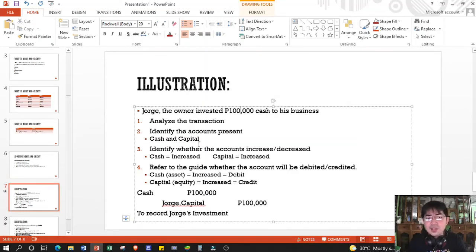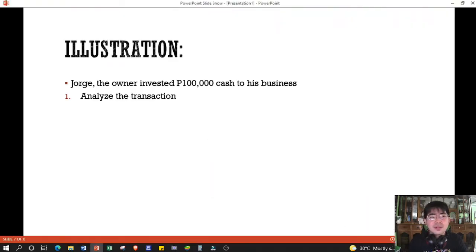What are the accounts that are affected by this transaction? Number one is, of course, cash, and the second is capital. Bakit cash? Because again, it involved a 100,000 cash nga invest niya sa business, and capital because the cash or the asset came from the owner. And since gikan man siya sa owner, then it will affect the capital.